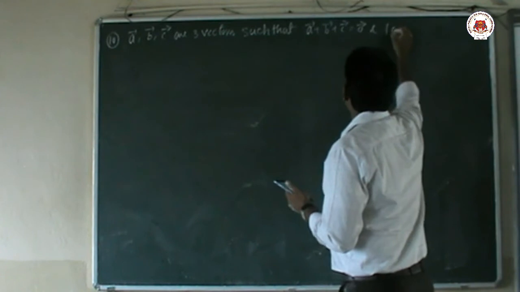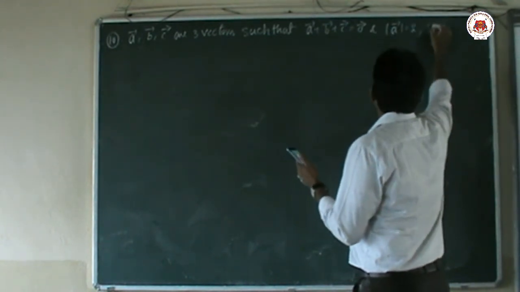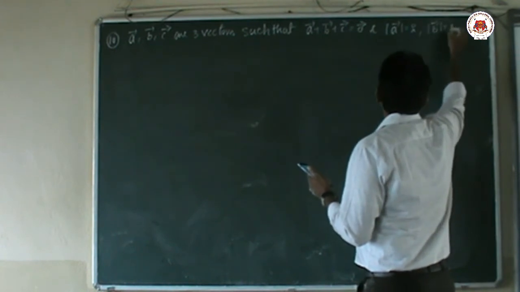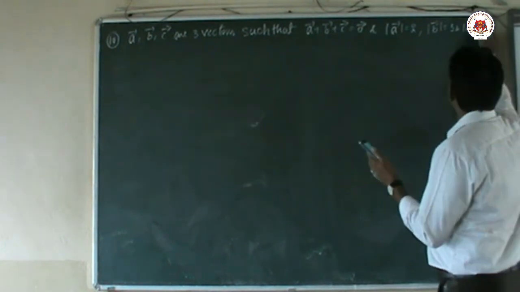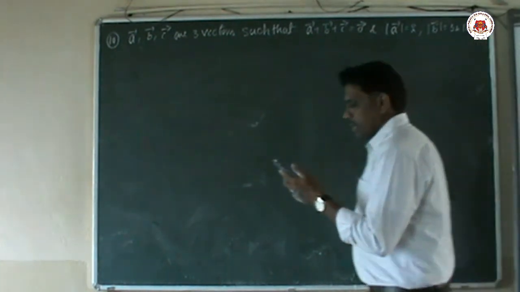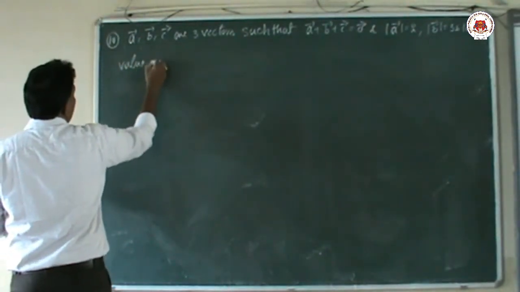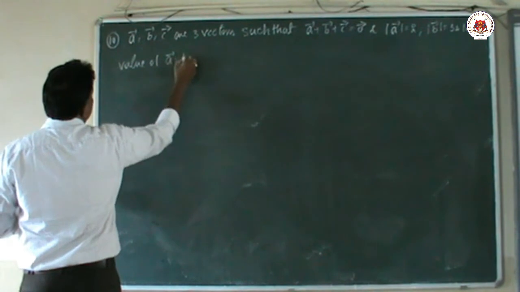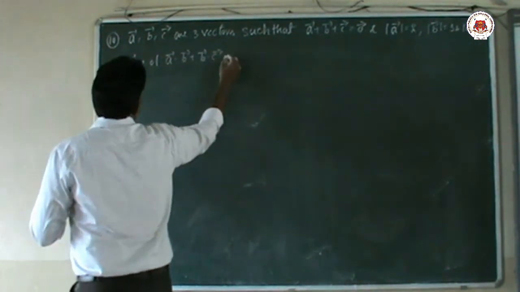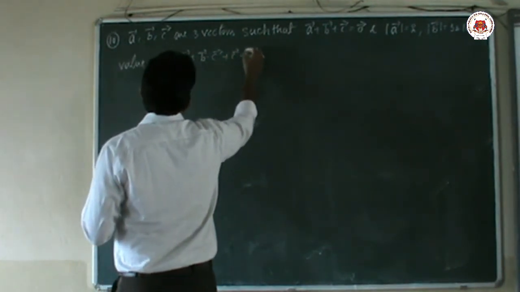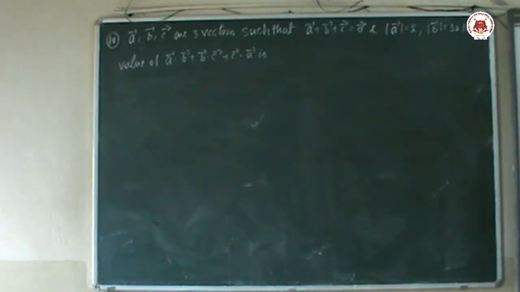and given mod of vector A is equal to 2, mod of vector B is equal to 3, and mod of vector C is equal to 5. Then the value of vector A dot vector B plus vector B dot vector C plus vector C dot vector A is, this is the question. So how to do this question?